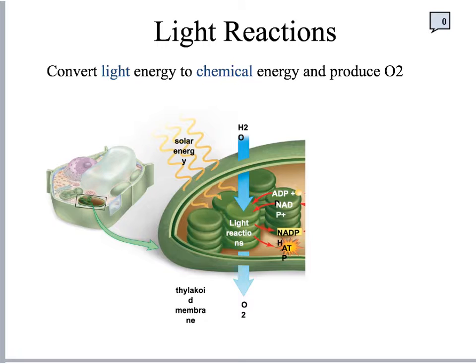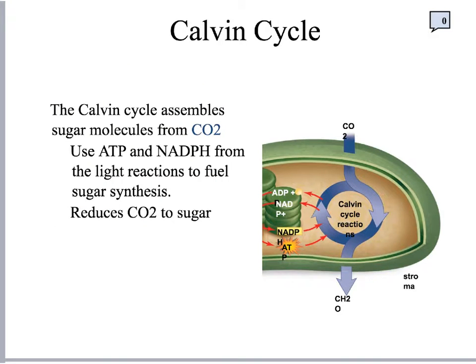Question number 8 asks about the 2 different reactions that are involved in photosynthesis, and they are the light-dependent reactions, and so that's converting light into chemical energy and producing oxygen. And then on the next slide, we're going to take those products and put them into the Calvin cycle. And so they're going to start building those sugar molecules from carbon dioxide.